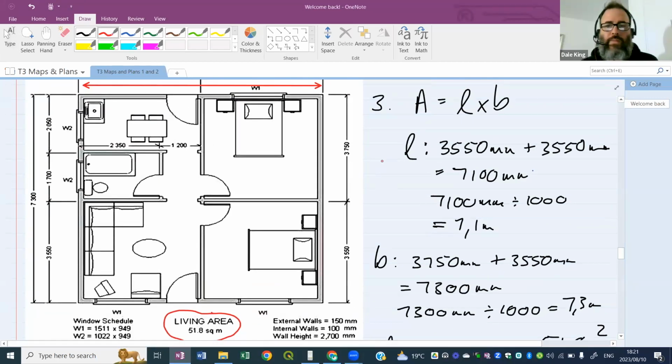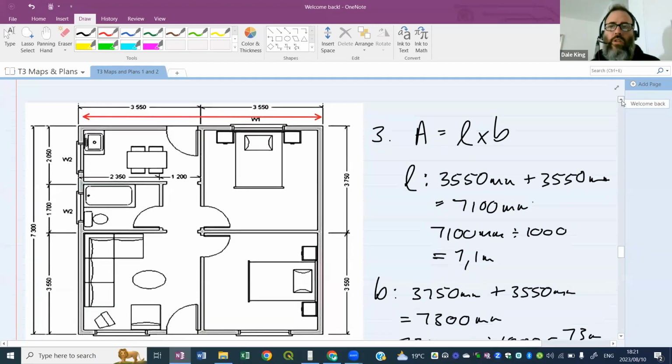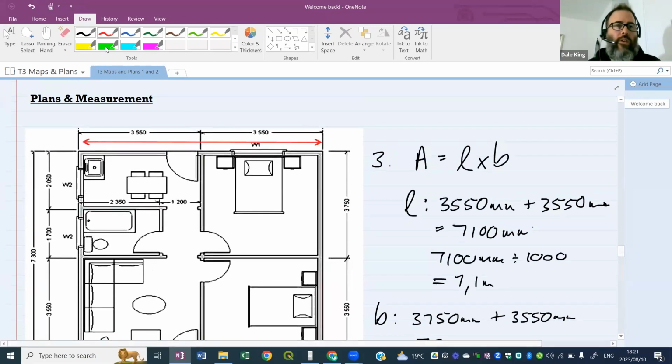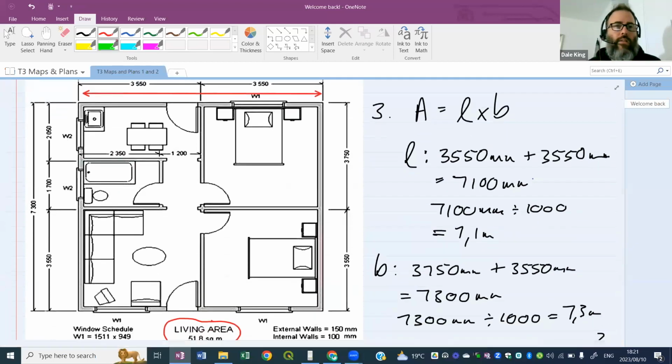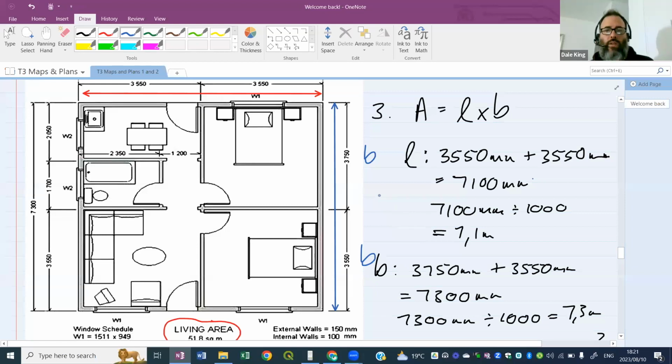Someone says they don't understand where you got 3,750. Okay, so the first two numbers, the 3550 and the 3550, are here at the top. I'm going to say L for length, L for length. So we added those two up. We wanted a total length there. And then on the right-hand side, we used these numbers here for the breadth, those two, because we wanted a total breadth for the right-hand side. So that's where our breadth comes from. So this 3750 is where I got that value from.